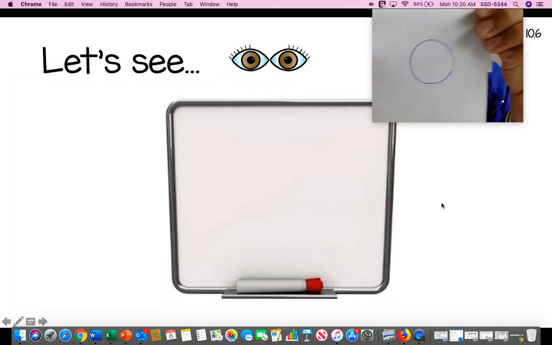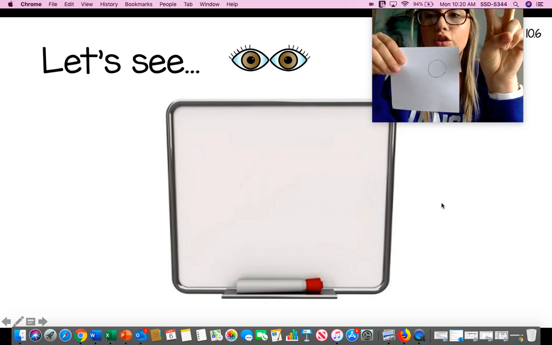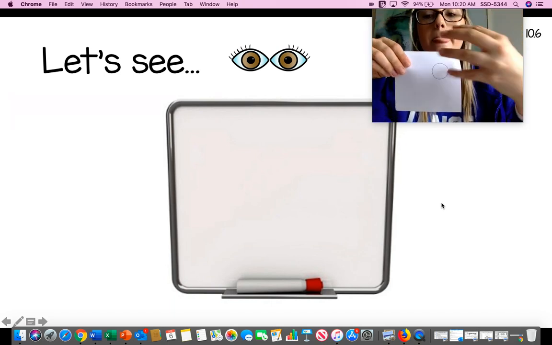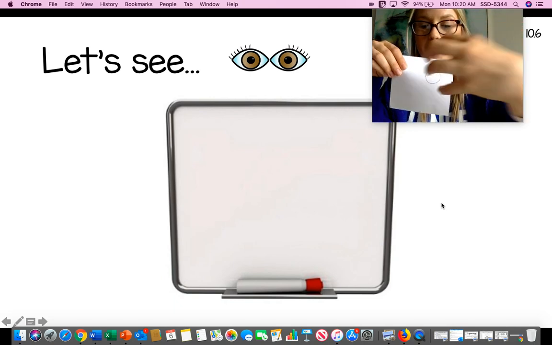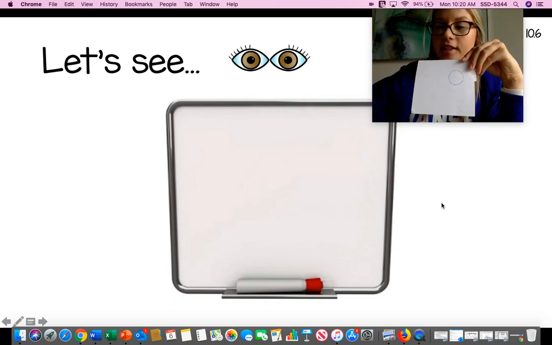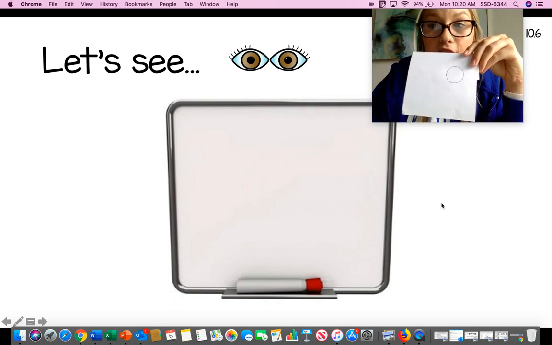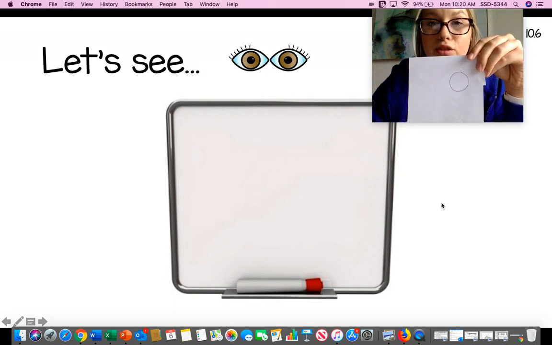Okay, there it is. Do you see it? That's my circle. It's 2D. It's two-dimensional. It's flat. I cannot take it off the paper, right? Okay, but what about a sphere? Can I draw a sphere on this paper? A solid object? Or a solid shape?